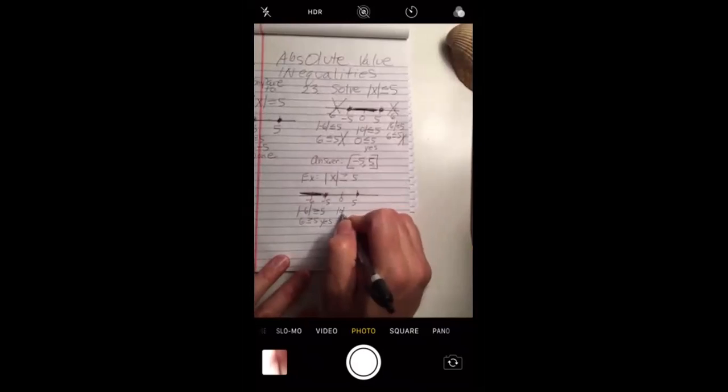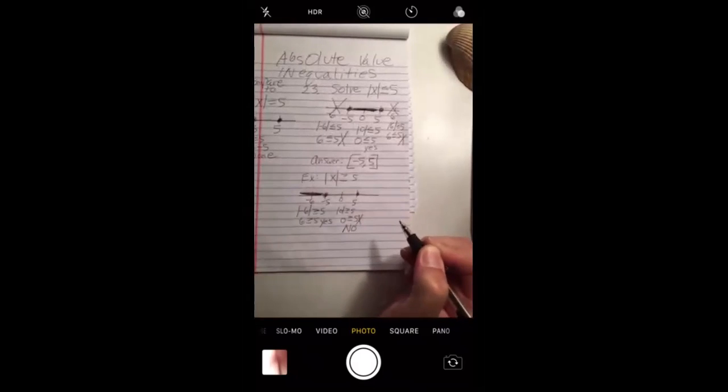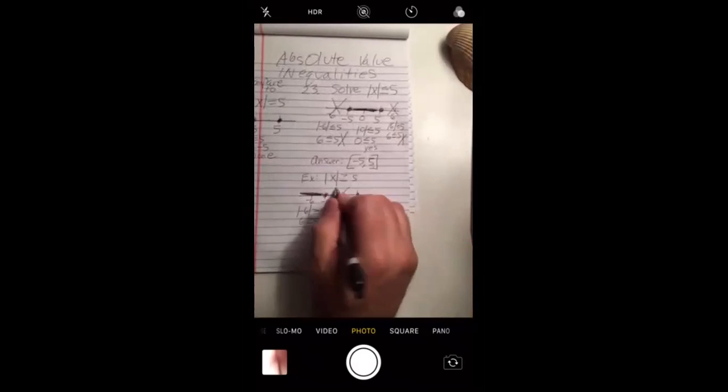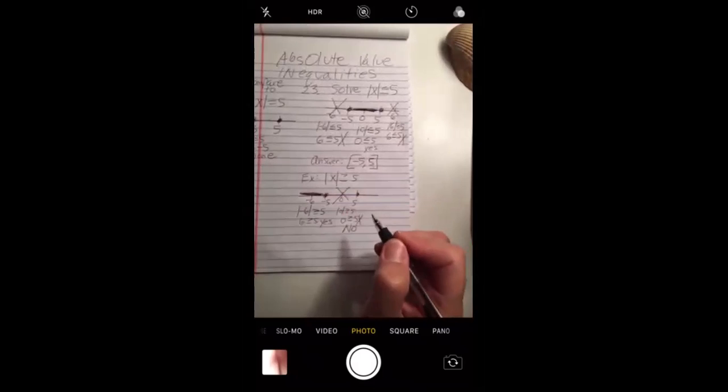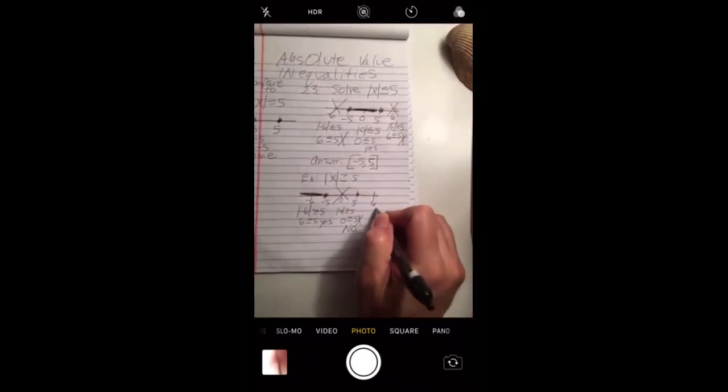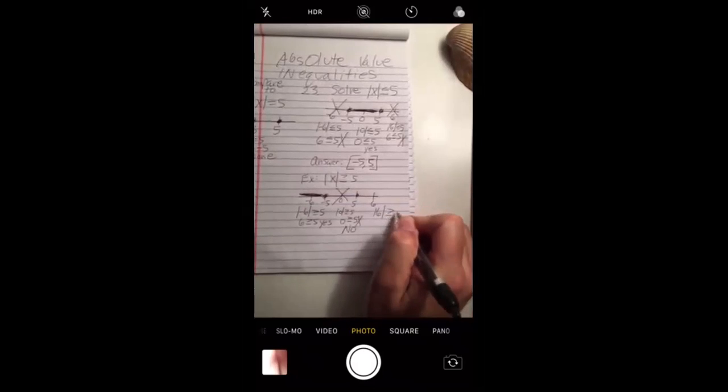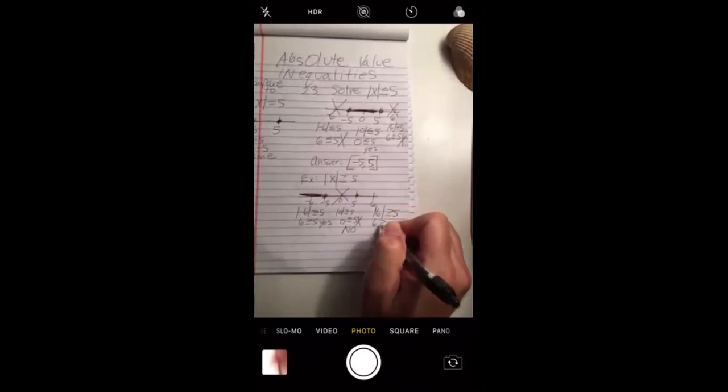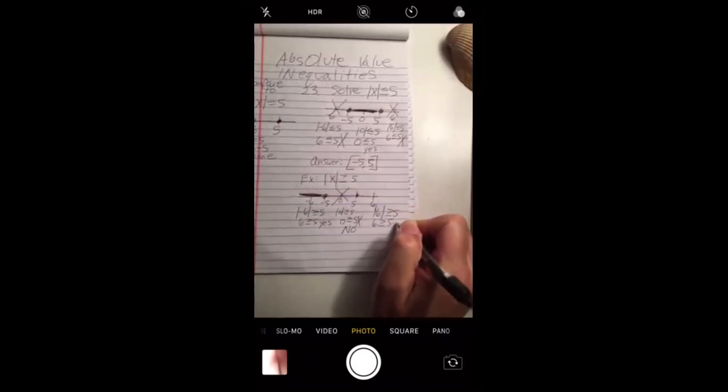Absolute value of 0 greater than or equal to 5? So 0 is greater than or equal to 5. No, 0 is not greater than or equal to 5. And 6 over here is going to work. Greater than or equal to 5. Yep, 6 is greater than or equal to 5. Yes.